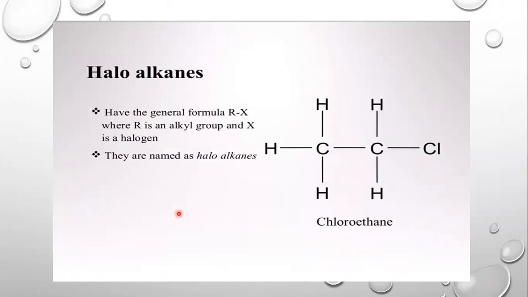The next are haloalkanes. Haloalkanes are when one hydrogen atom is replaced by an X group. X are halogens, that is fluorine, chlorine, bromine, iodine. Then this compound becomes a haloalkane, and this is the formula of chloroethane. It is called chloroethane because these two carbon atoms give ethane, and one hydrogen is replaced by chlorine, so it is chloroethane.